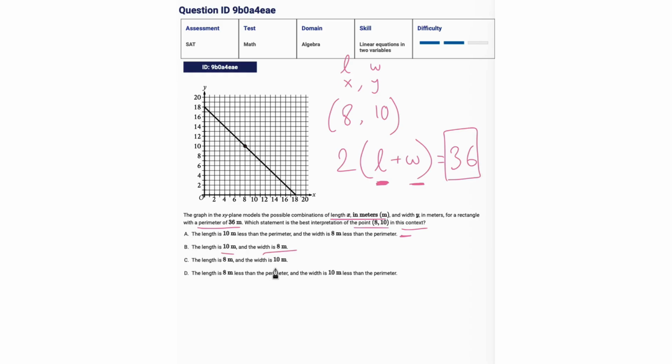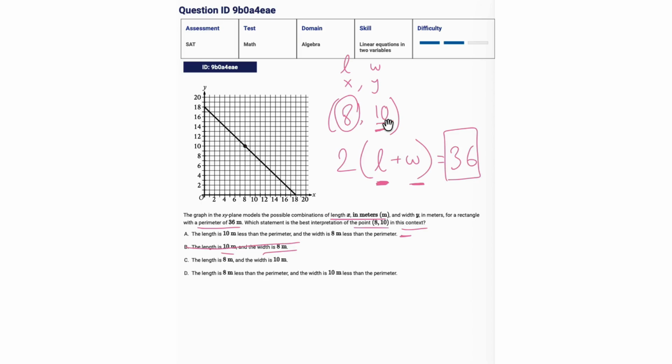The length is 10 meters. Is that correct? They said that x is the length, and here as x we have 8, not 10. They're saying the length is 10, so that's wrong. We can cross that out immediately. Option C, the length is 8 meters. Correct. The width is 10 meters. Correct. That's exactly what this point is saying: that the length is 8 meters and the width is 10 meters.